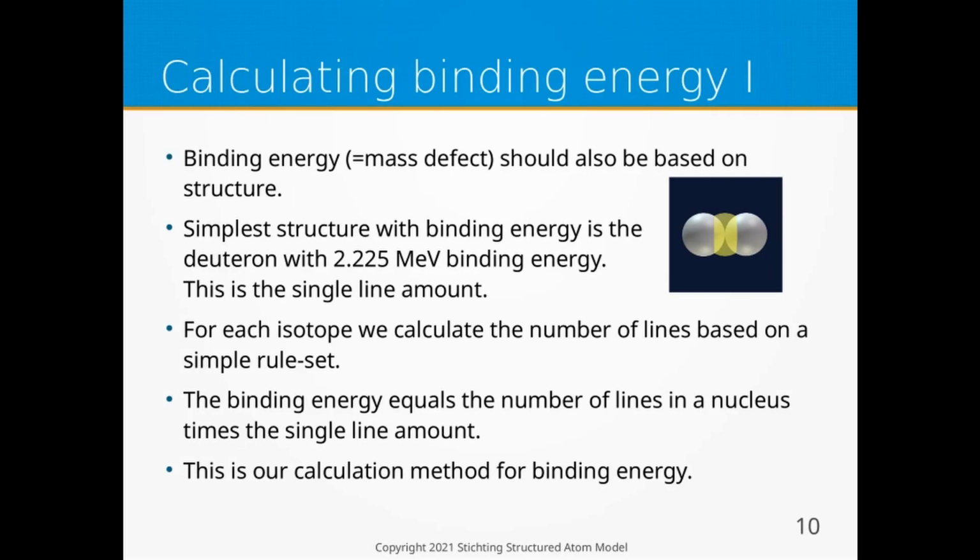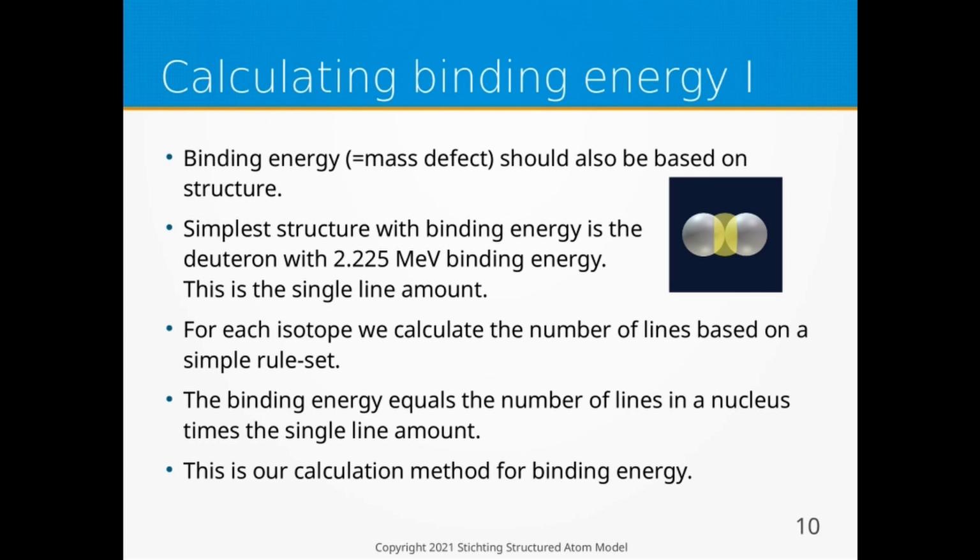At the ICCF-23 conference, we introduced our approach to calculating binding energy with SAM. Here is a short summary. Our calculation is based on the simplest structure which binds something together, namely the deuteron. A single line of connection with a known value of 2.225 MeV. The deuteron is composed of a proton and a PEP, or rather, two protons and an inner electron between them.